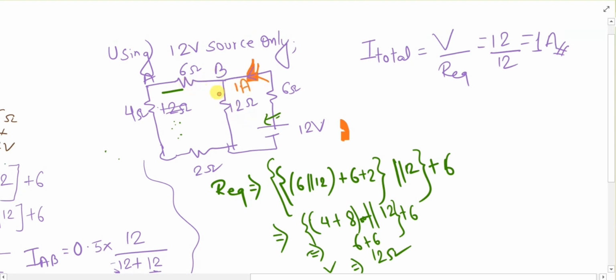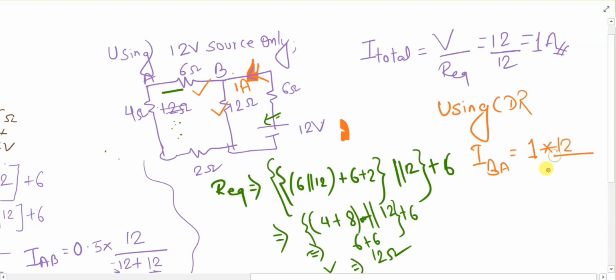The 1 ampere will divide into two branches, as 12 is parallel with this branch. So using the current divider rule you will get I from A to B, but we can now see that the current is flowing from B to A in this position. So I B to A is equal to total current, which this time is 1 ampere, times the opposite branch. For this branch the opposite is 12. 12 upon 12 plus 12 means 0.5 ampere from B to A.